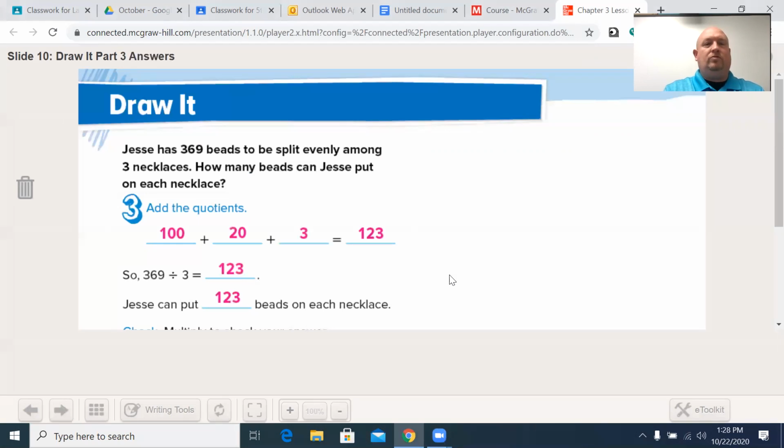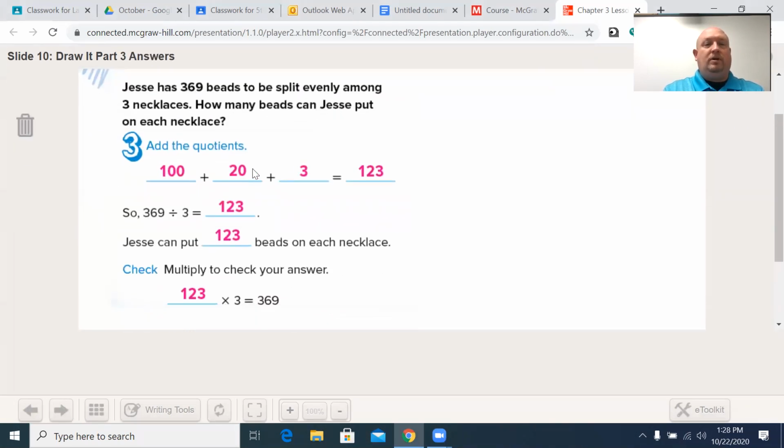So I'm going to go ahead and use this way. So we had 100 plus 20 plus 3 is 123. Notice we take the number on the left in each of these place values because those are your non-zero digits. We add them together, it's 123. So 369 divided by 3 is 123. Jesse can put 123 beads on each necklace. I could check my work by multiplying 123 times 3, and I'd get 369. And since those all equal out, we know we are good to go.